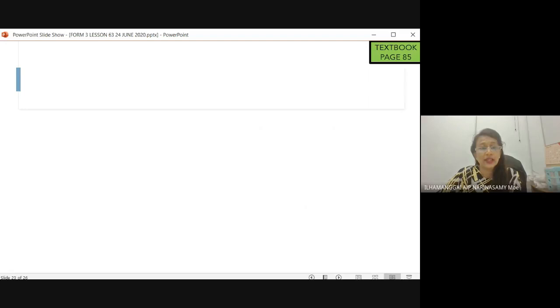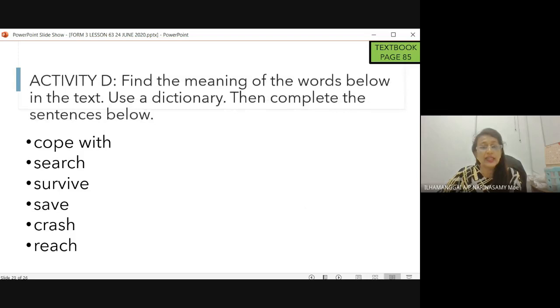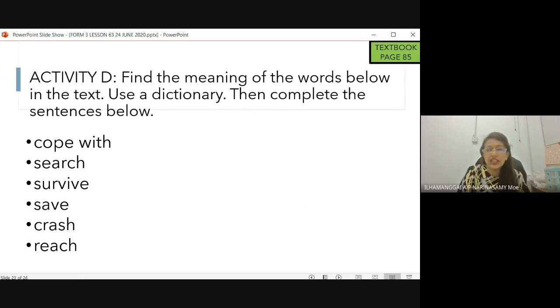Okay. Now, these are the 6 words that you need to find out from the dictionary, the meaning of the words. Cope with. Go and get your dictionary. If you don't have a dictionary, use your online dictionary to tell me what is the meaning of the phrase cope with. If you think you know, you just key in. Are you all having a dictionary with you?